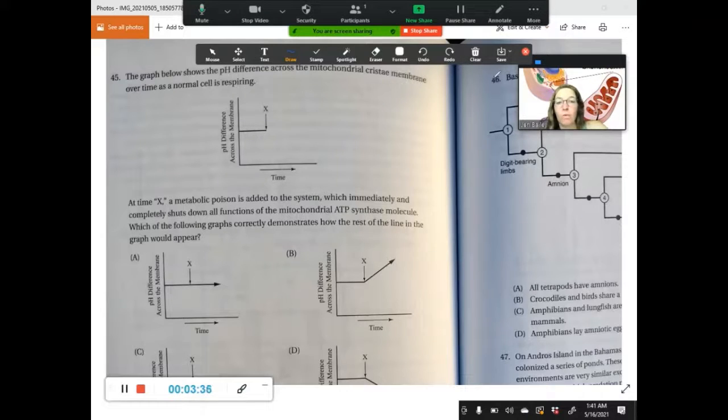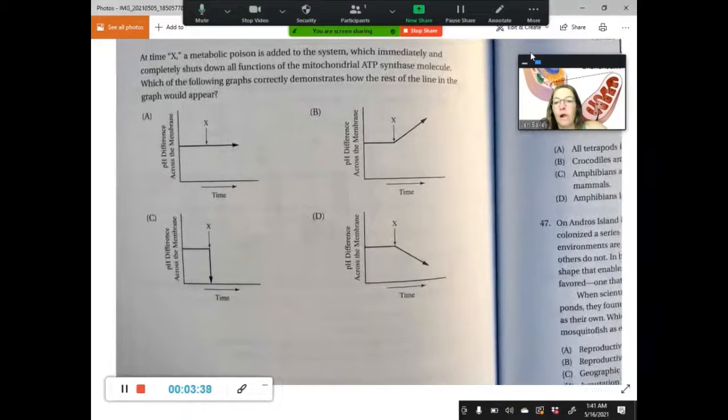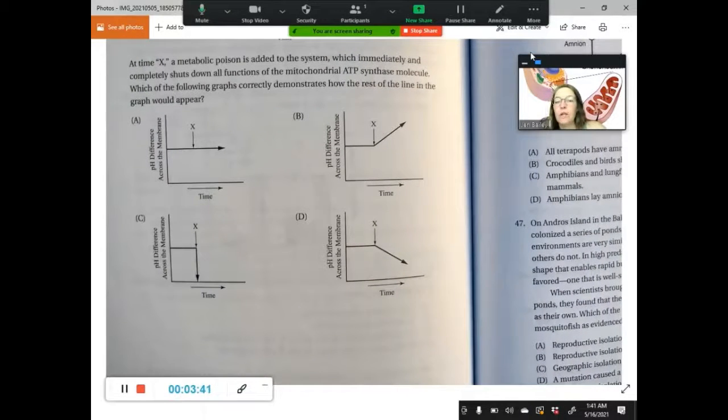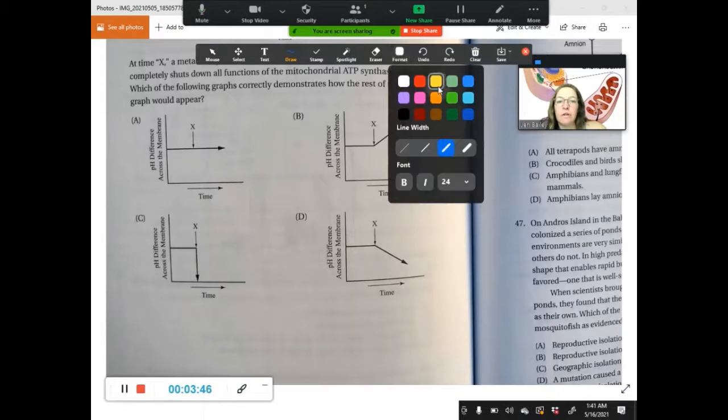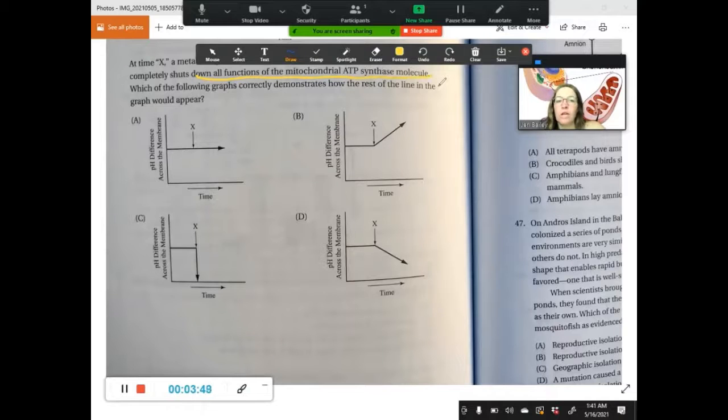So let's see what exactly it's asking us here. Which of the following graphs correctly demonstrates how the rest of the line in the graph would appear if we shut down all functions of the mitochondrial ATP synthase? It's got something to do with H+ going across, right? So the more H+ you have, H+ is acidic, so the more H+ you have, you're going to have a lower pH. But is that what this is asking? Is it asking just your pH? No, it is asking the difference, right?